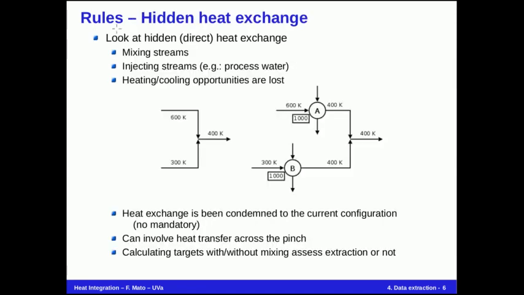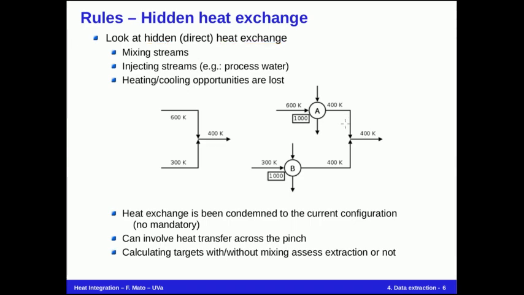Look always for hidden heat exchange inside your process, for direct heat exchange, mixing streams, injecting streams, process water, because heating and cooling opportunities are lost. See why. Here you are mixing a 600 Kelvin and a 300 Kelvin stream in order to get a 400 Kelvin one. Okay, you can do it and let the heat exchange directly.